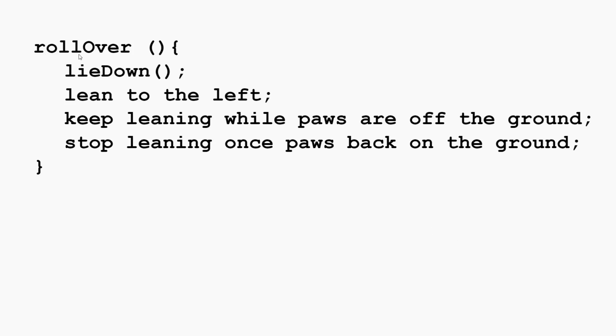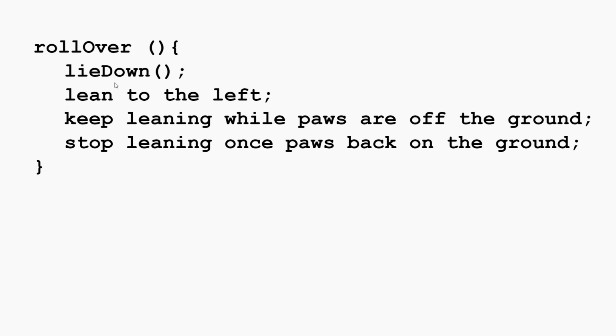Here again, starting at the top, we've got a name for our method. Those parentheses let us know it's a method. And now these, again, open and close brackets. And here we can actually describe the logic around what this action or method does. So if we break down the action of rolling over, maybe we can follow these steps. Our dog can lie down. The dog can lean to the left and maybe keep leaning while paws are off the ground, and then just keep holding that position until finally their paws are back on the ground, and then we stop. And this is really the logic we're writing now.